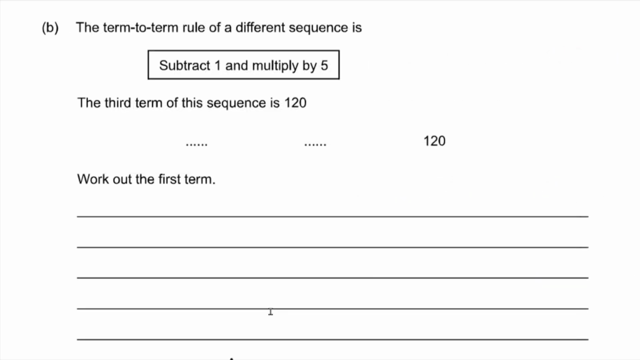Part B says the term-to-term rule of a different sequence is subtract 1 and multiply by 5. The third term of this sequence is 120. Work out the first term. Okay. So we need to work backwards again.